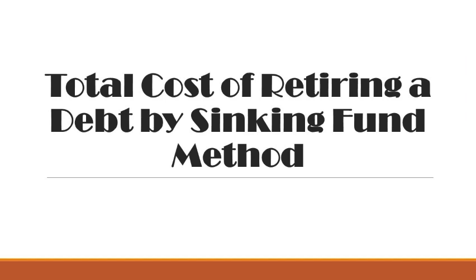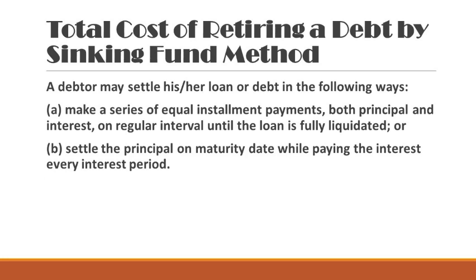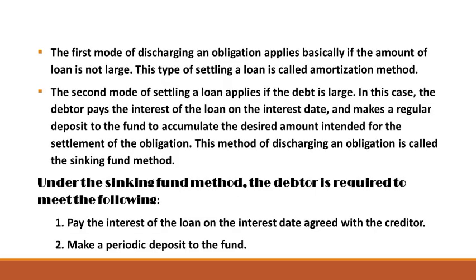Next is the total cost of retiring a debt by the sinking fund method. A debtor may settle his or her loan or debt in the following ways. The first way is making a series of equal installment payments, both principal and interest, at regular intervals until the loan is fully liquidated. The other way is to settle the principal on the maturity date while paying the interest every interest period. The first mode of discharging an obligation applies basically if the amount of loan is not large. This type of settling a loan is called the amortization method.